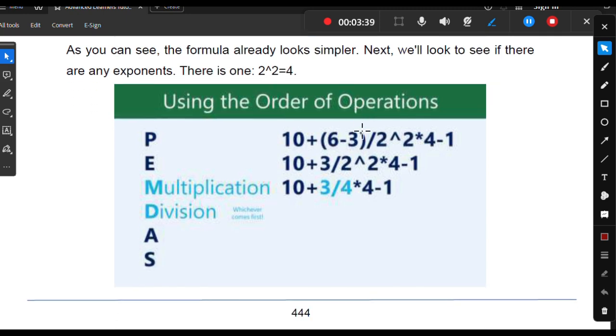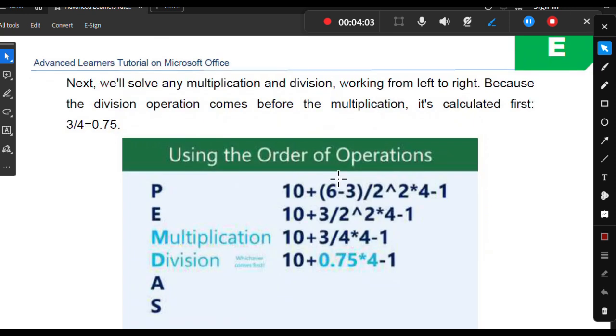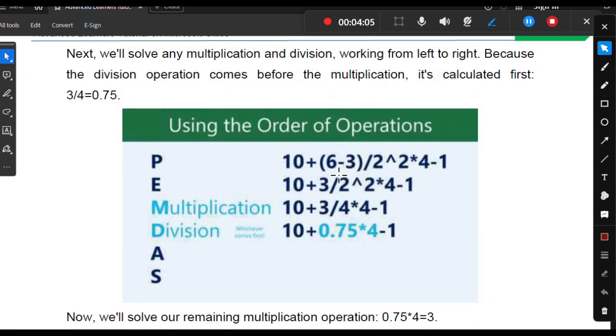So the next one to do is multiplication. This multiplication, can you see it? Multiplication or division, whichever comes first. So it's supposed to be multiplication or division, but because in this one division comes first, it will do 3 divided by 4. Then the next one is still division and multiplication.